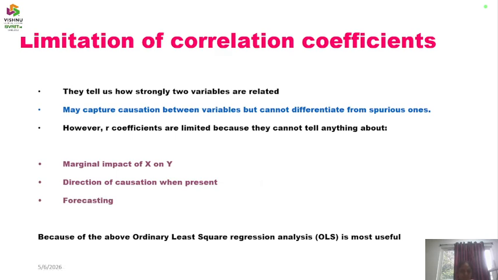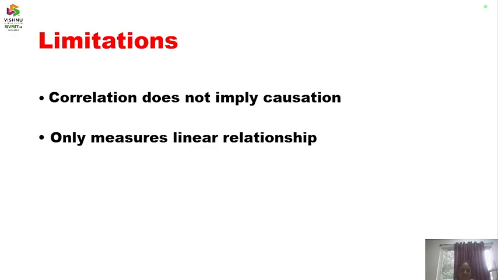Forecasting also we can take, because we can't find out exactly what we are taking in the morning, in the afternoon, in the evening, and finally by night 12 o'clock, right? Based on that only we are making all the variables and getting the result, right? So because of the above, ordinary least squares regression analysis is most useful. And adding to that, correlation does not imply causation. I'm telling that again and again, and it only measures linear relationships.